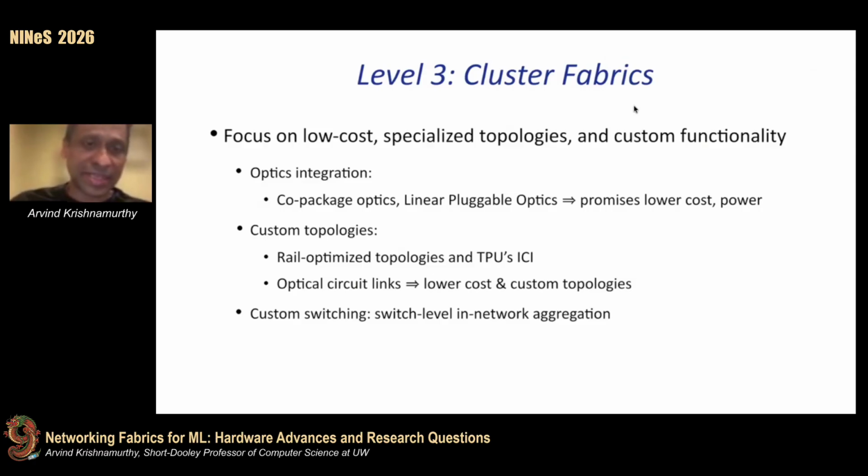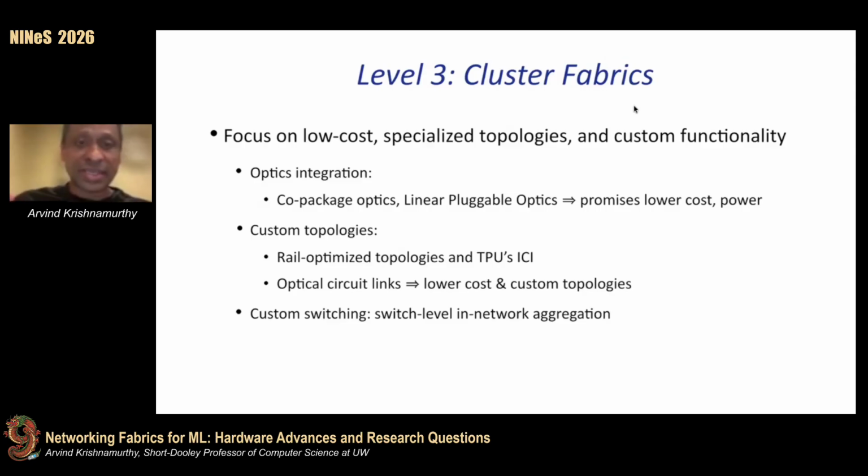We are also starting to see fairly custom topologies which are suited for machine learning. We know that GPUs of a certain rank communicate with each other, so why not connect GPUs of the same rank together using rail optimized topologies? Or in the context of TPUs, we have a three-dimensional torus mesh network which connects all of the TPUs together.